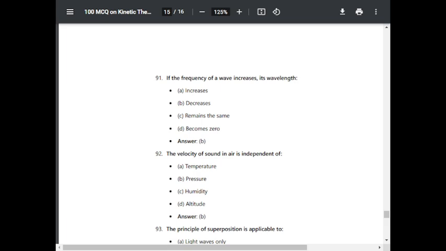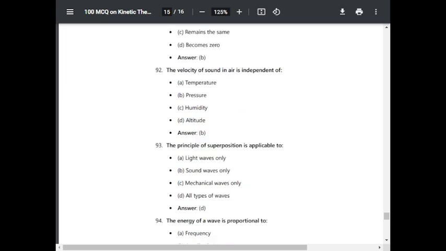Question number 91. If the frequency of a wave increases, its wavelength: option A, increases; option B, decreases; option C, remains same; option D, becomes 0. The correct answer is B, decreases. If the frequency of a wave increases, its wavelength decreases. Option B is correct.